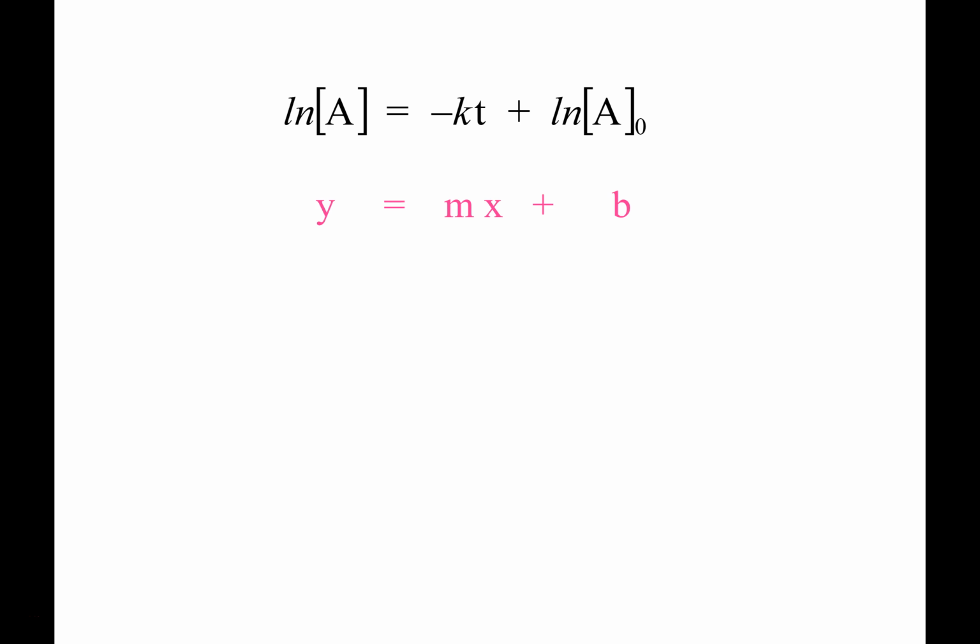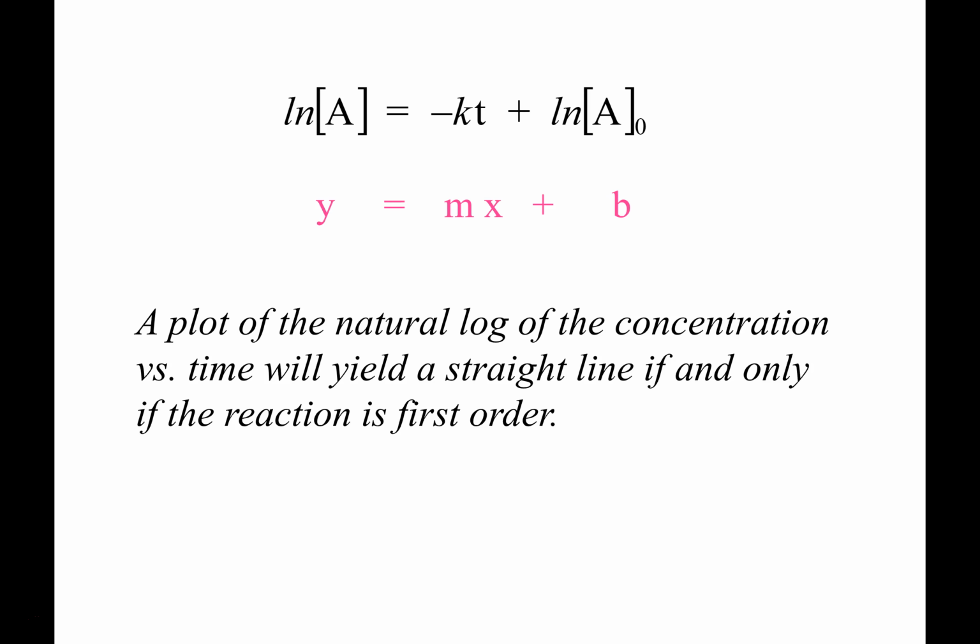All right, so y is equal to mx plus b. So here we go. Here's our first order test: the natural log of the molar concentration of A versus time. Again, it will be a negative slope, and the slope will be equal to negative k. That's it. First order test. Straight line passes, not straight line fails.